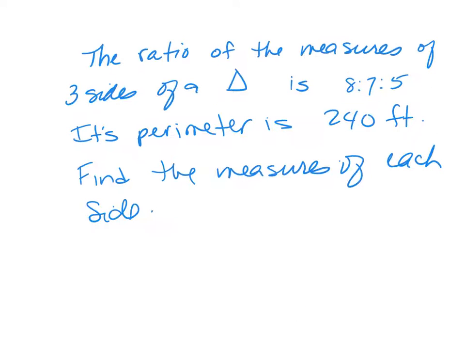Okay, the first thing we're going to do is draw a triangle. And it doesn't have to be to scale or anything. Just put an 8 on one side, 7 on the other, and 5 on the third side, because that's the ratio, right? But we know that the measure of the triangle is not 8, 7, and 5, because when you add those together, you don't get 240, right? So what we're going to do is add an x to each one of those numbers.